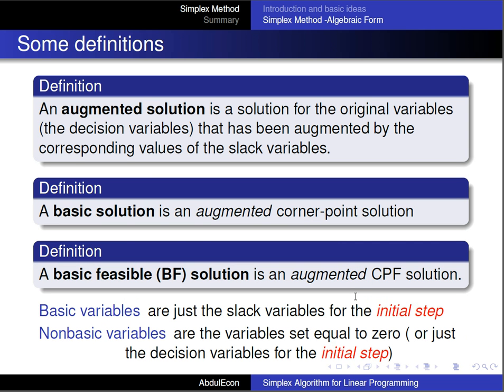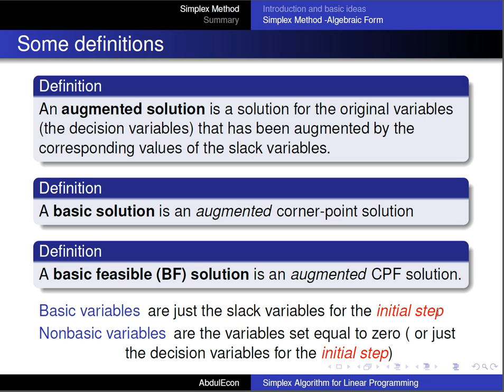So next, there are some definitions. For example, the corner point solution for the geometric description, and the counterpart of this for the augmented form is the basic solution, and a basic feasible solution is again another counterpart of CPF, or corner point feasible solution. Two more important things: basic variables. These are just slack variables for the initial step.